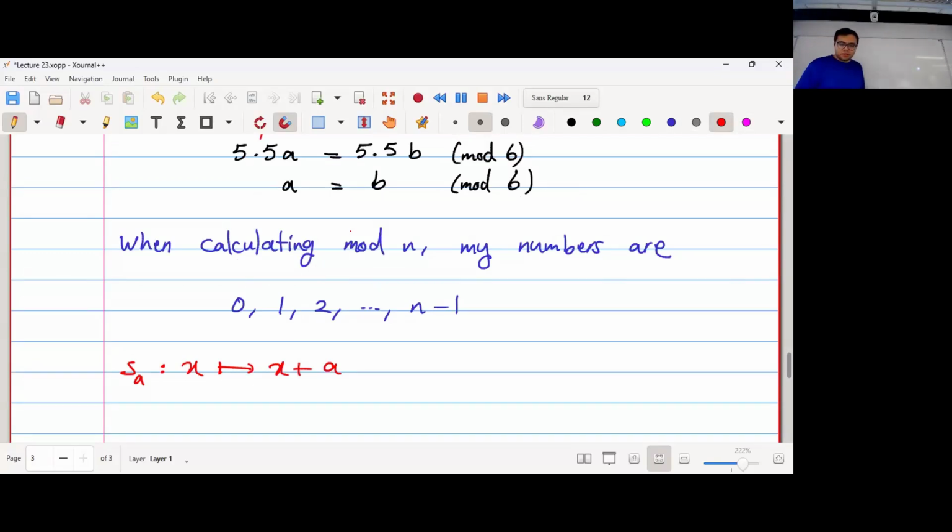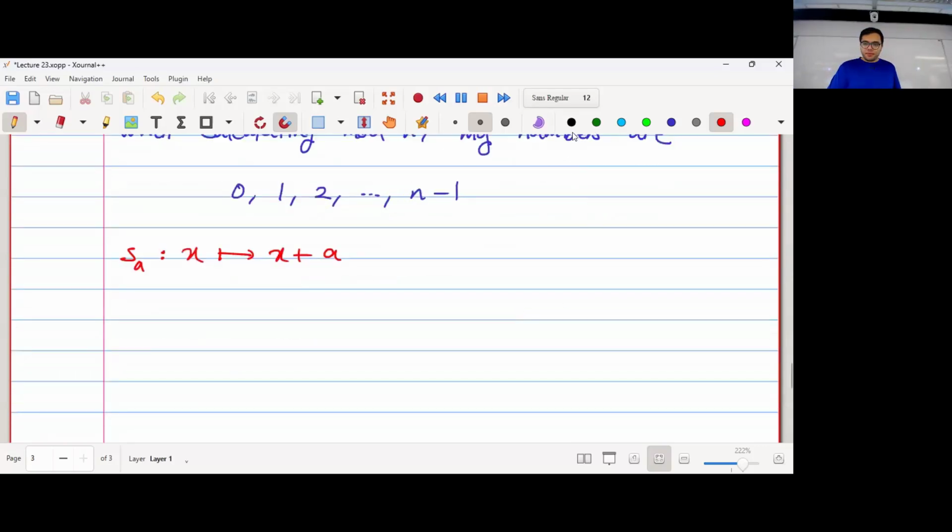Okay, so it just wraps around, basically. Let's do an example. Let's say my n is 6 and my a is 2. So I will have the numbers 0, 1, 2, 3, 4, and 5. These are all the possible remainders that I can have modulo 6. And then when I apply this shift, I'm basically adding 2 to every number.